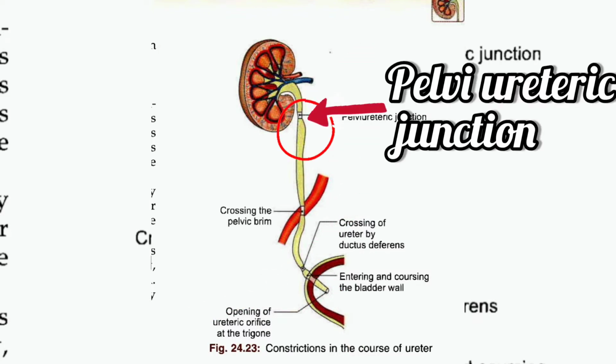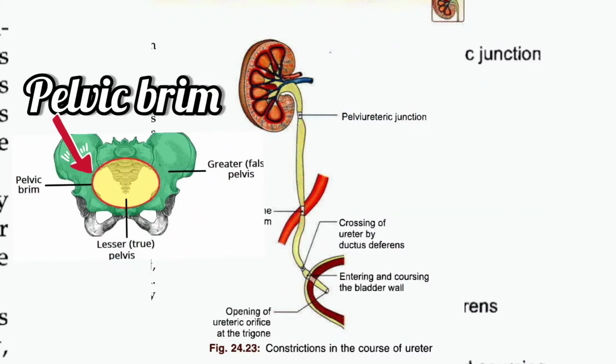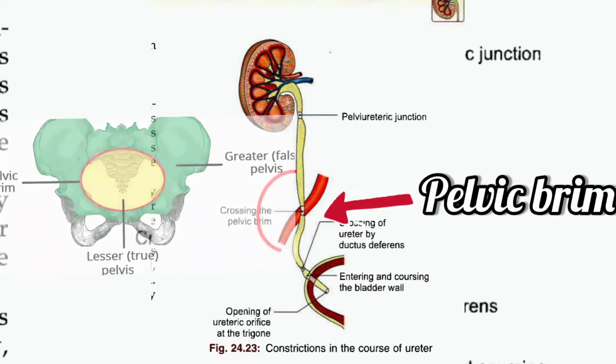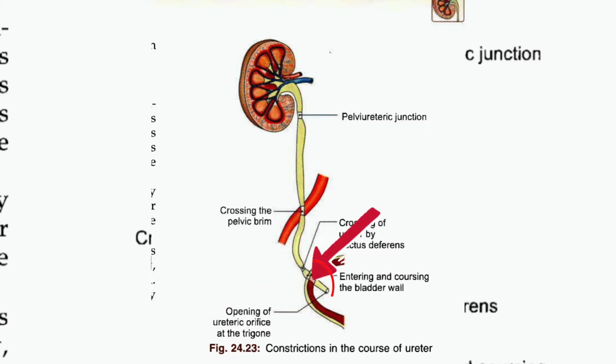The first constriction is at the junction between the pelvis and the ureter, which is called the pelvic-ureteric junction. The next constriction is seen at the pelvic brim, that is, the brim of the lesser pelvis. The next constriction is seen at the point where the ureter is crossed by the broad ligament of the uterus. The next constriction is seen when it crosses the bladder wall. And the last constriction is seen at the opening of the ureter into the bladder.